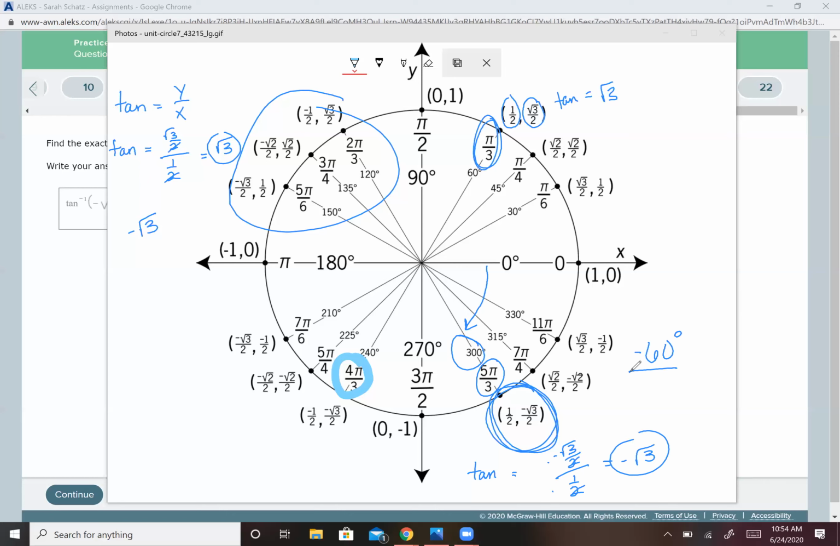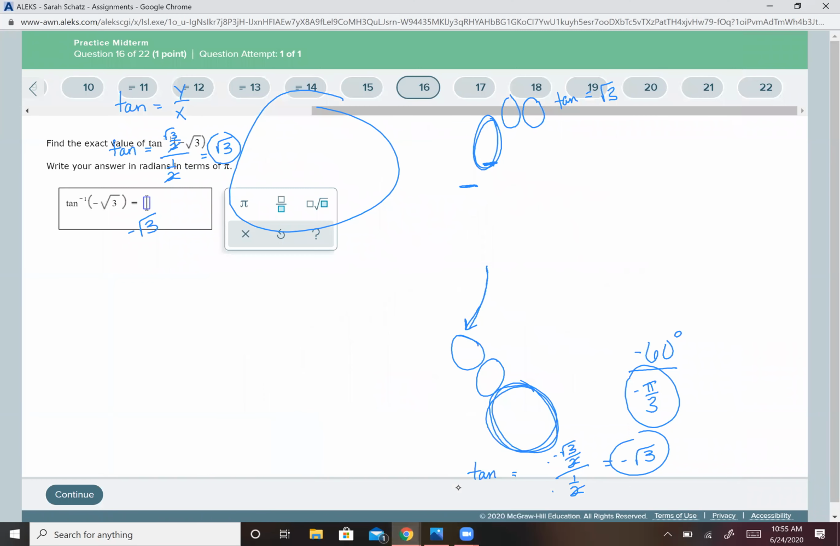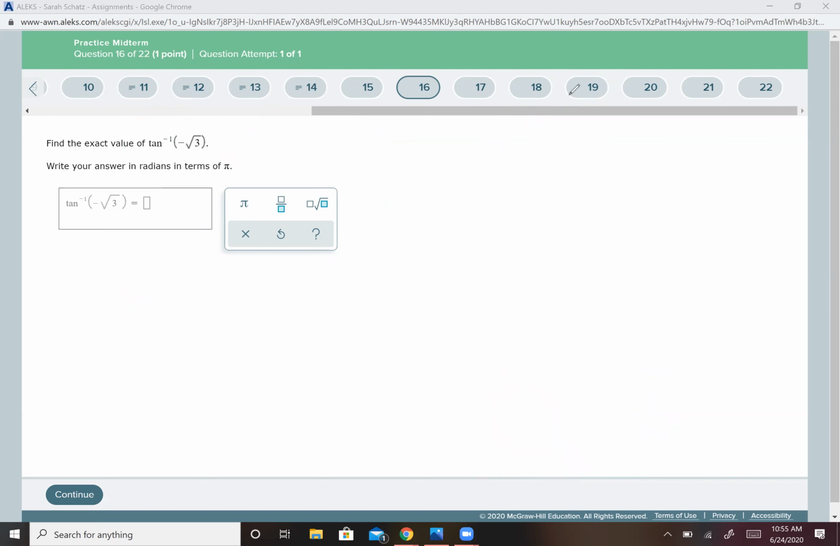What is it in radians though? Because it asks for radians. So you guys, you know 60 is pi over 3. So negative 60 is negative pi over 3. So let's go back to our work. And you guys, this is where you would say theta is negative pi over 3. So these questions are kind of inspection, but you do have to know which quadrants you can look at, which ones are part of your range and which ones are off limits.